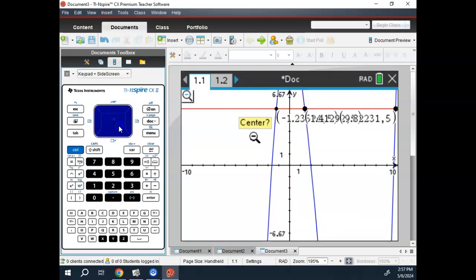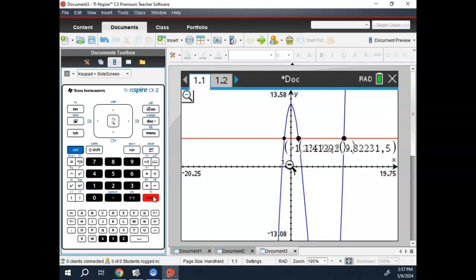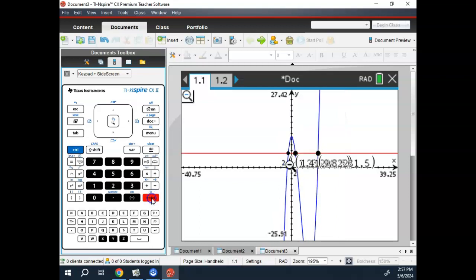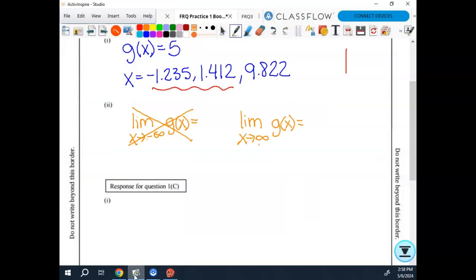For the center, you want your center at the origin, or really close to the origin, doesn't have to be exact. And you can even zoom out again if you need to. You can just keep hitting that. But you know what a cubic looks like, okay? That's why we have 3 zeros. It intersects the x-axis 3 times here, and so the function looks like this. So as x gets bigger and bigger, so does y, so that is infinity. And that's worth 1 point.